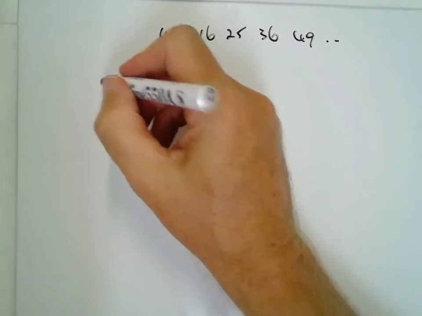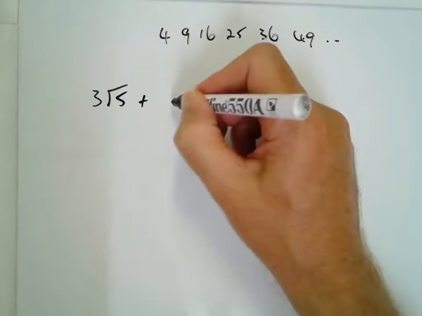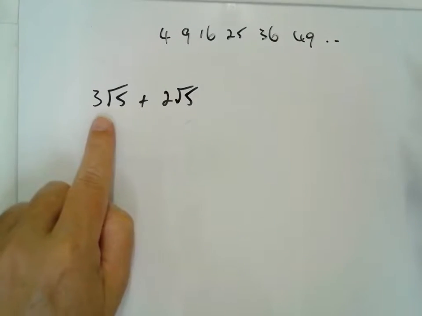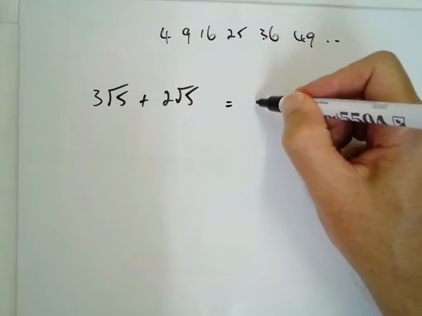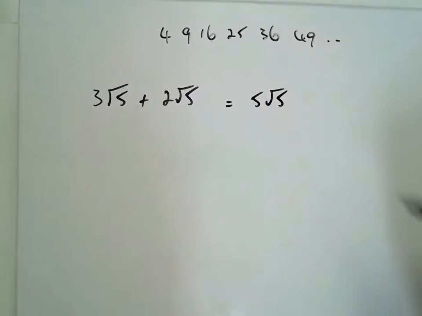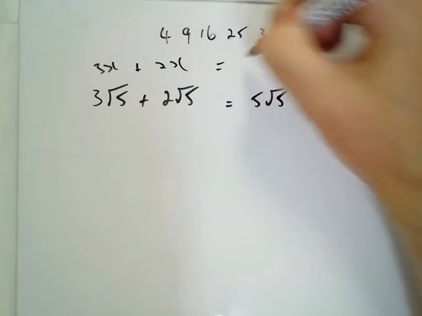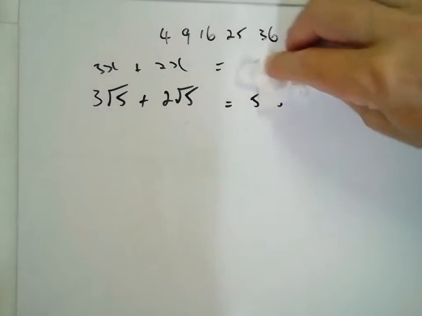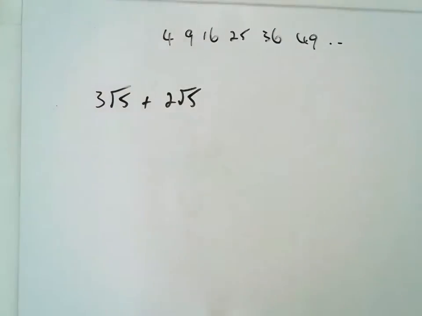Okay, the next thing with surds is combining like terms. So if I've got 3 root 5s and I've got 2 root 5s, how many root 5s do I have? That's just like 3x plus 2x equals 5x. They're like terms, so we're going to group them. Clearly, if they're not all root 5s, you can't group them.